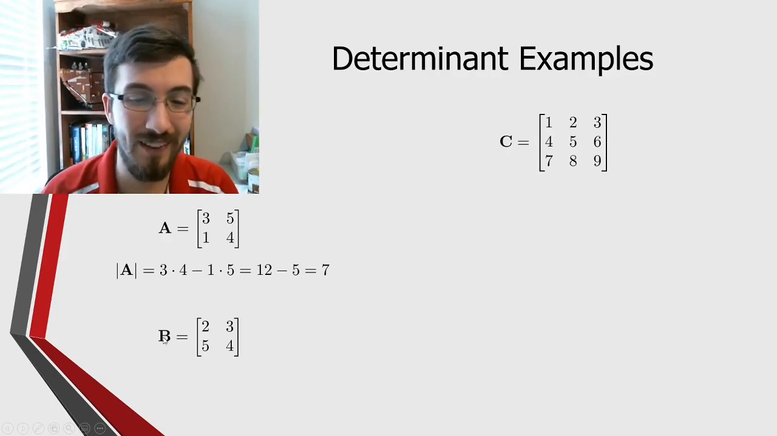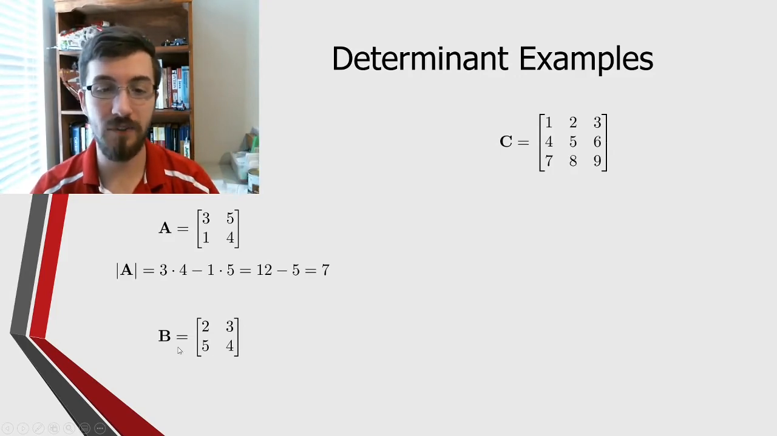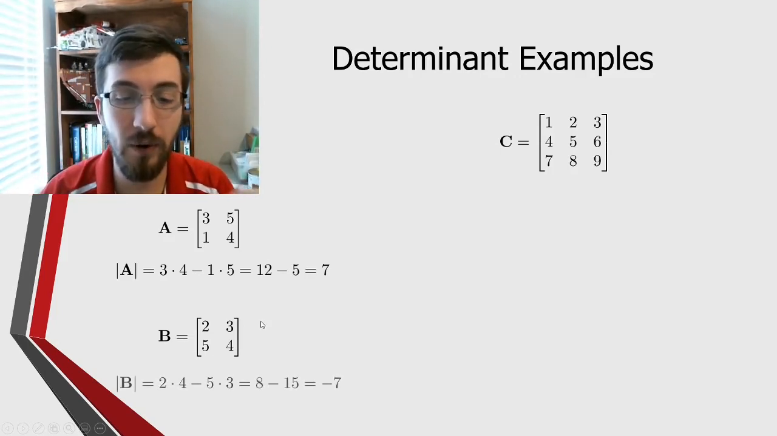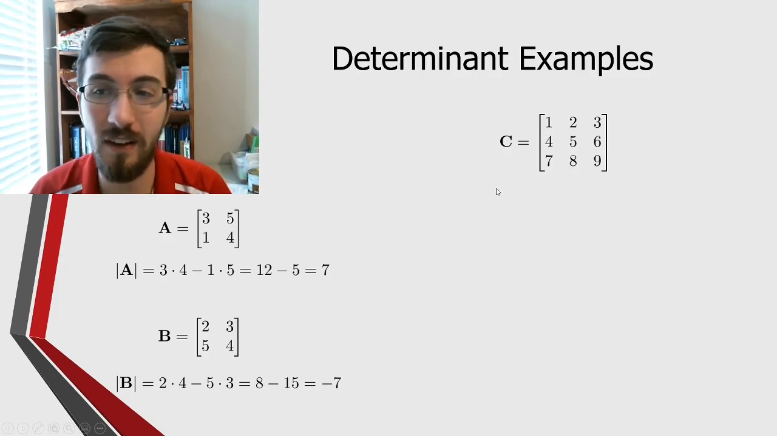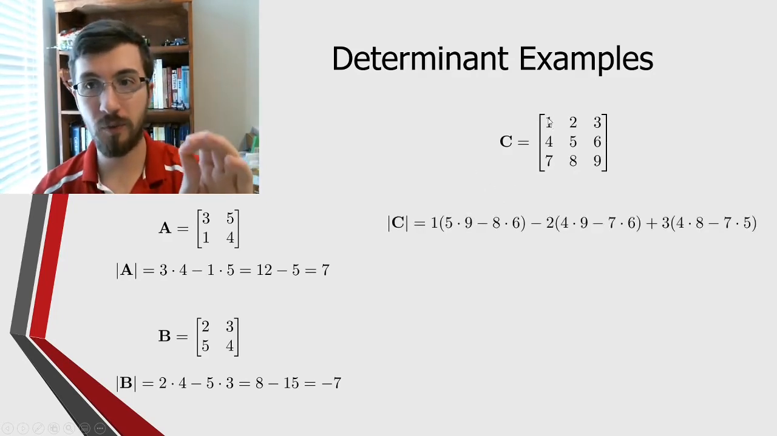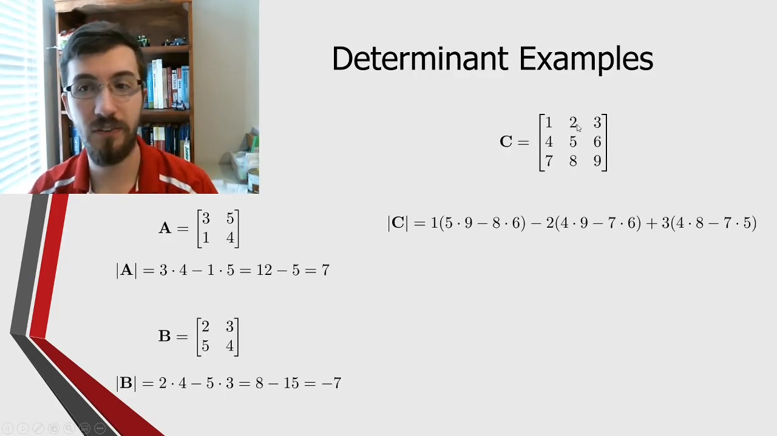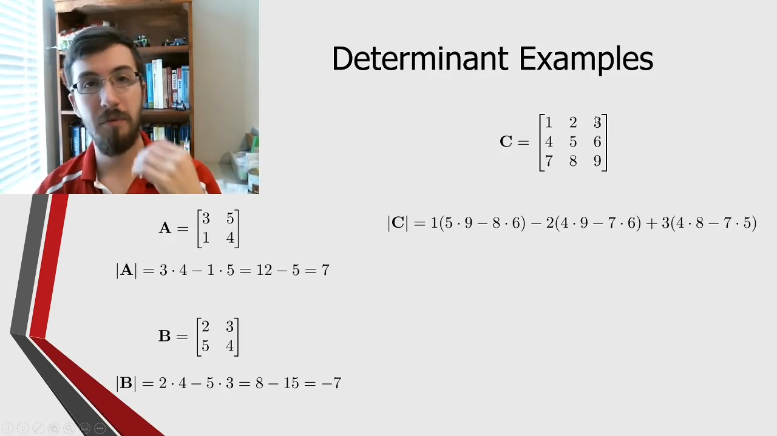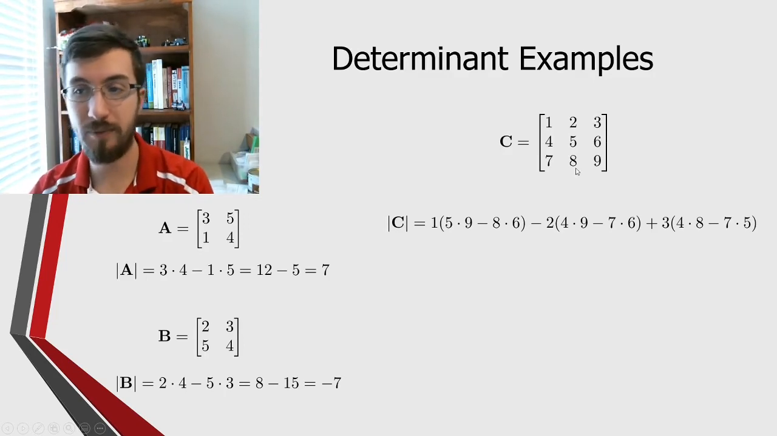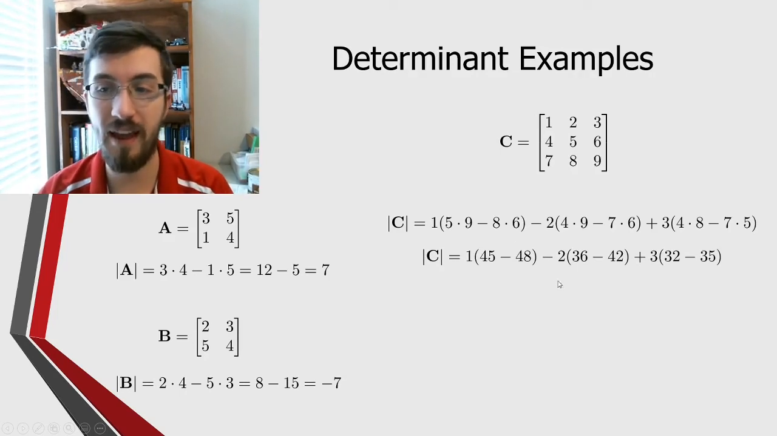I hope so. Let's look at now matrix B. Diagonal, 2 times 4 minus 5 times 3. So 8 minus 15 is -7. See? Those aren't so bad. Now let's look at C. C is a little bit more complicated, but we do the first one, 1 times 5 times 9 minus 8 times 6, minus 2 times 4 times 9 minus 7 times 6, plus 3 times 4 times 8 minus 7 times 5. So we start to simplify that.